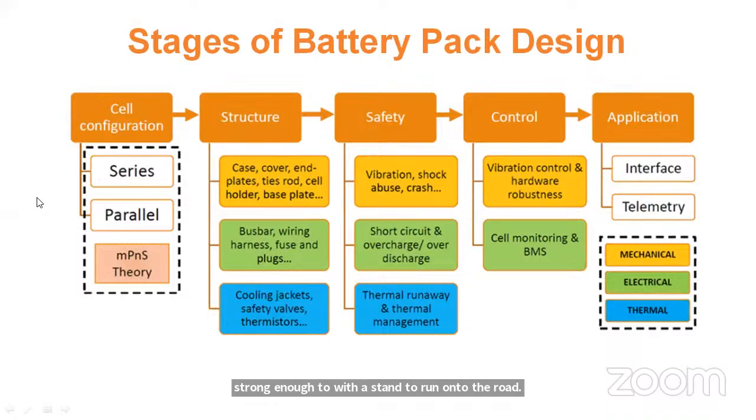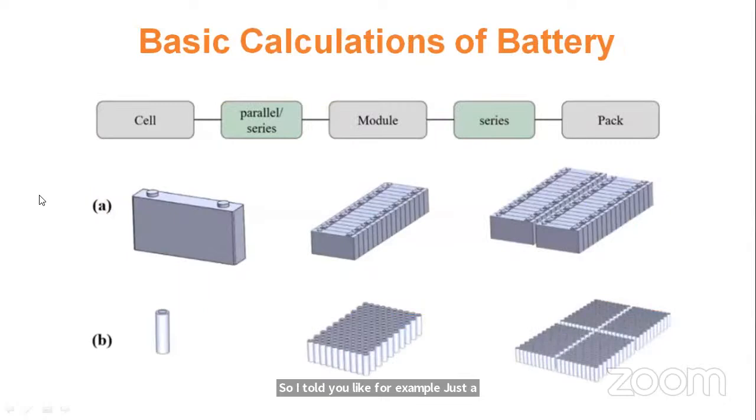This is the mechanical structural part. Then electrical. In electrical also, there are wire harnesses, bus bars, fuses, and plugs. For example, in this one, we choose one cell, then we make a module. If it is a prismatic cell, then this kind of module will be there. If it is a cylindrical cell, then this kind of module will be there.